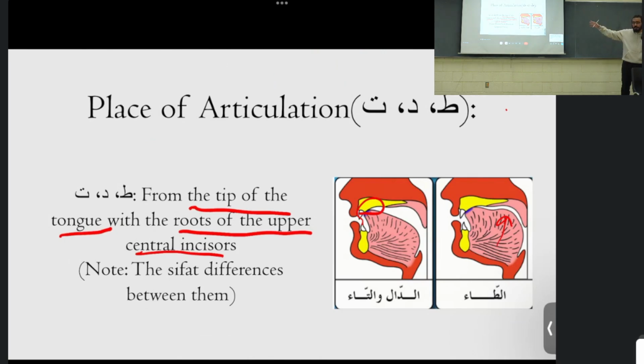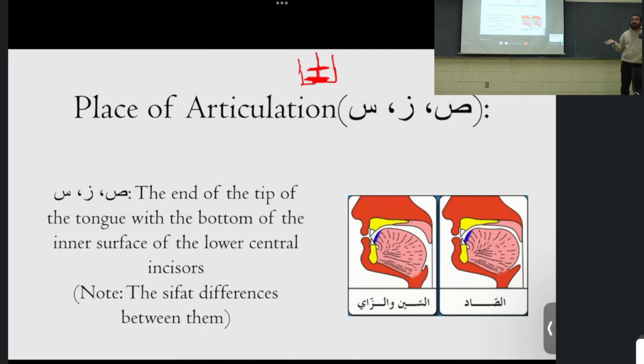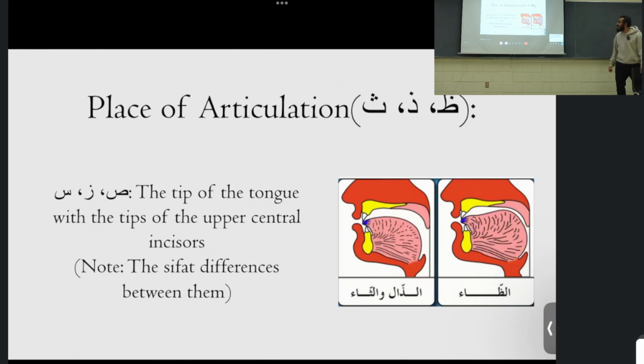But even if you don't understand the differences, just care about the place of articulation. That we're worried about today. We're worried about the tip of the tongue with the roots, not the gum, with the roots of the central incisors. Sad and Zay and Sin, most people don't feel it. You're hitting the actual tooth, but the bottom part. Dha, Dhal and Tha, the tip of the tongue with the tip of the incisors hitting each other and meeting up. If you want to say Dhal, just add some vocal cords. And if you want to make Dha, the back of the tongue goes up. Make sense? Okay? Any questions?